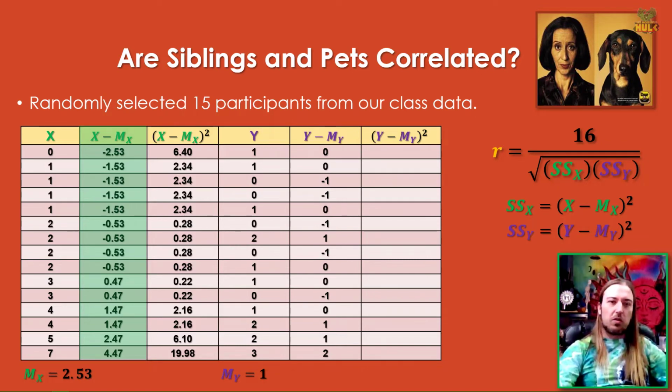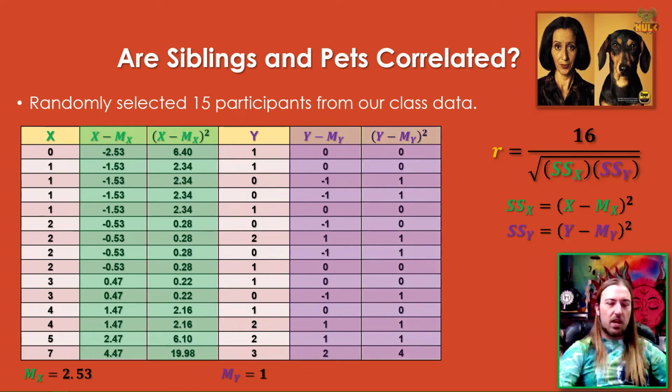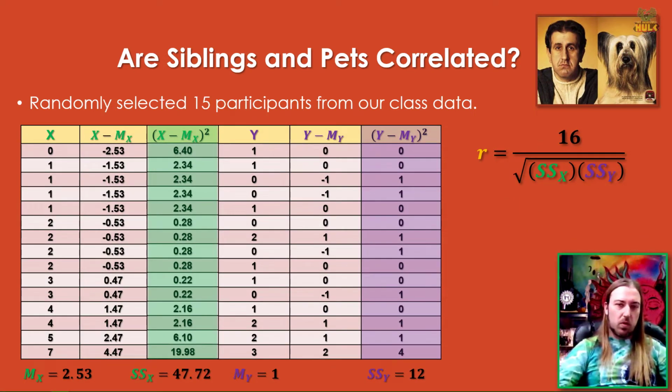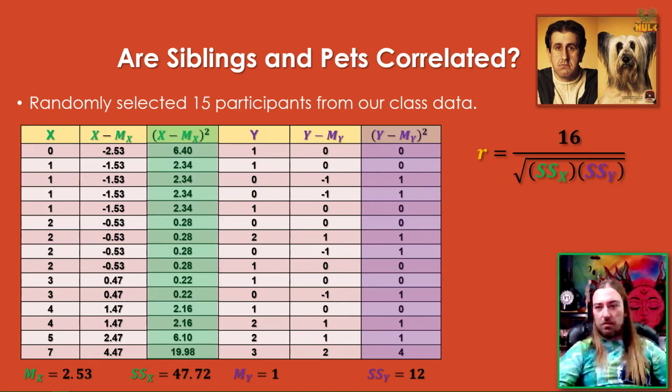So do it for the green ones. Do it for the purple ones, do it for whatever color you happen to make them. Get those squared deviations for both, sum those together so that we now have a sum of squares for x, a sum of squares for y, right? In this case, it would be 47.72 for x and 12 for y. So we're going to throw those up there.